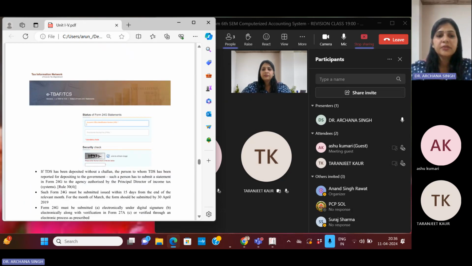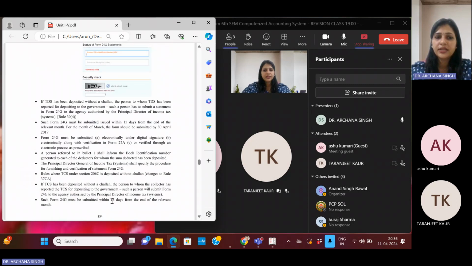Then if TDS has been deposited without a challan, so the person to whom TDS has been reported for depositing to the government, then such person has to submit a statement in the form 24G to the agency authorized by the principal director of income tax systems, rule 34 के according.